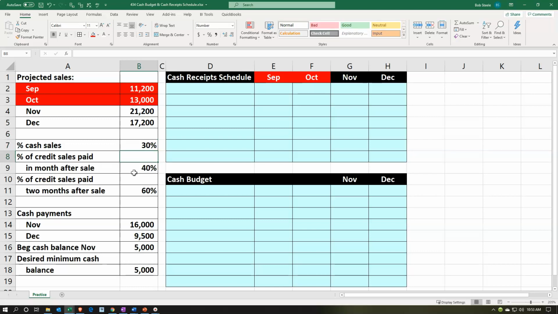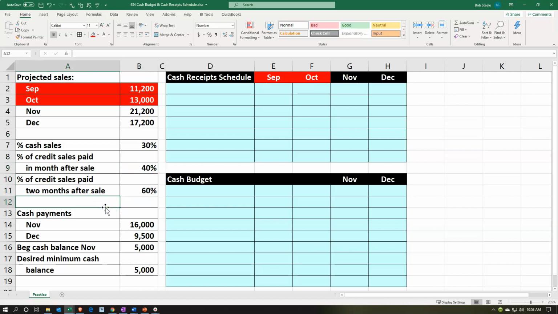30%. Percent of credit sales paid in the month after sale. So then of the sales that are credit sales, how much we got paid in the month after we made the credit sale. We made the sale, put it into accounts receivable, got paid the month after. 40% get paid the month after of the credit sales. And then the percent of sales paid 2 months after sale. So now we have the credit sales 2 months after, we're going to get the 60%. So of the credit sales, we have 40, 60 adding up to 100%, 40 for the month after the sale was actually made, 60 for the following month.